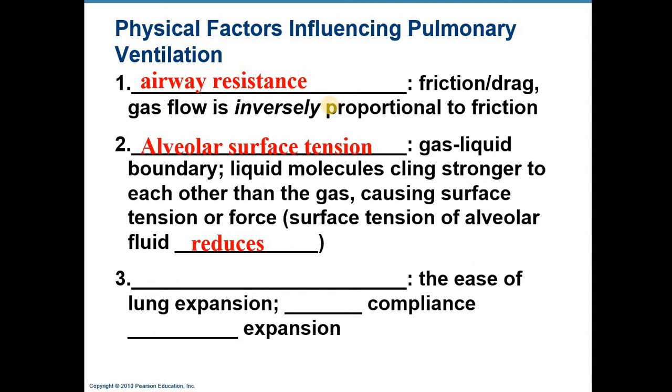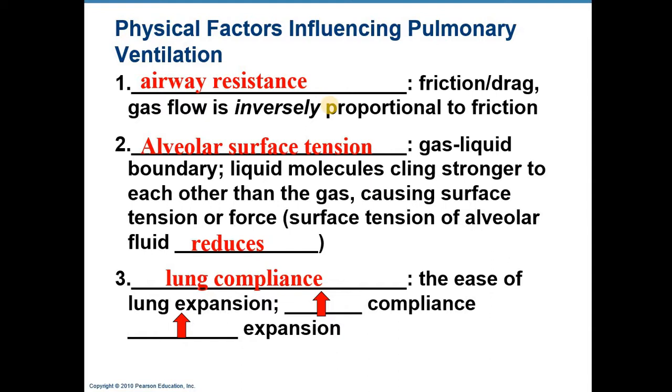Physical factors that influence the movement of air can be airway resistance, friction or drag. It's an inverse proportion. So just think of it: if I have resistance in my pathway, it's going to decrease the movement of air. So increased resistance will decrease the flow of air.